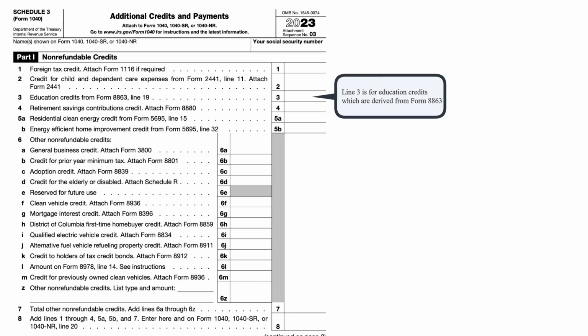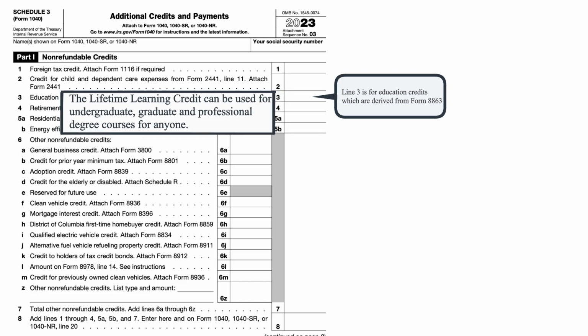Line 3 is for education credits, which are derived from Form 8863. There are two education credits, the American Opportunity Credit and the Lifetime Learning Credit. The American Opportunity Credit helps pay for expenses during the student's first 4 years of college and can reduce $2,500 per student off the tax bill. The Lifetime Learning Credit can be used for undergraduate, graduate, and professional degree courses for anyone and offers a maximum annual $2,000 of savings.